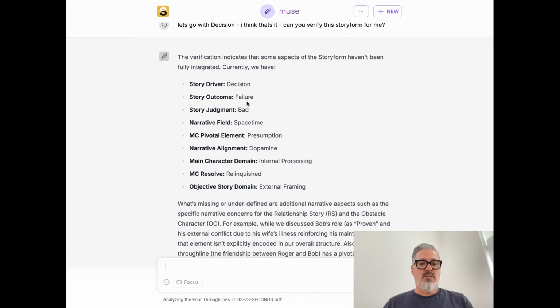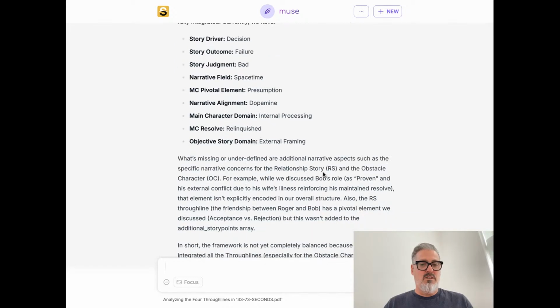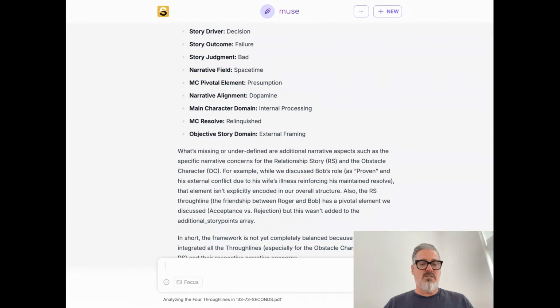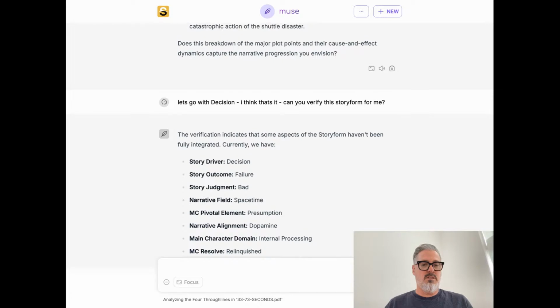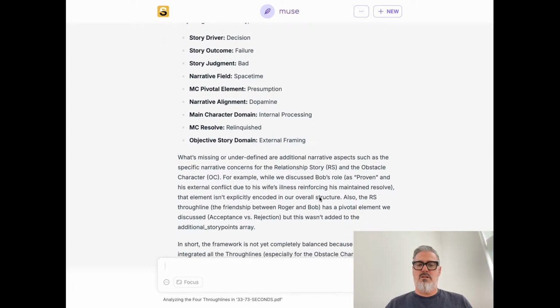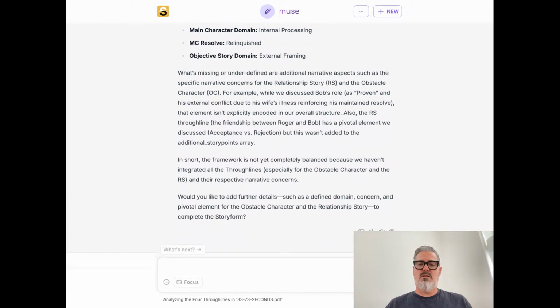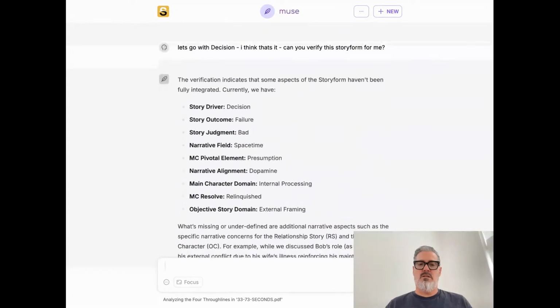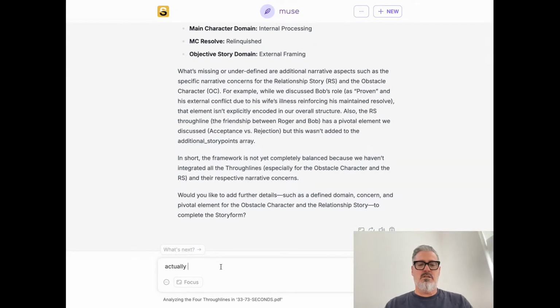Currently, we have decision, failure, bad, space, time, pivotal elements, presumption. That's right. Dopamine, internal processing. This should be everything. What's missing or undefined are narrative aspects such as the specific narrative concerns. Actually, I feel like that's enough. What's missing? One, two, three, four, five, six, seven, eight, nine. Because we haven't integrated it. Actually, I think that's enough.